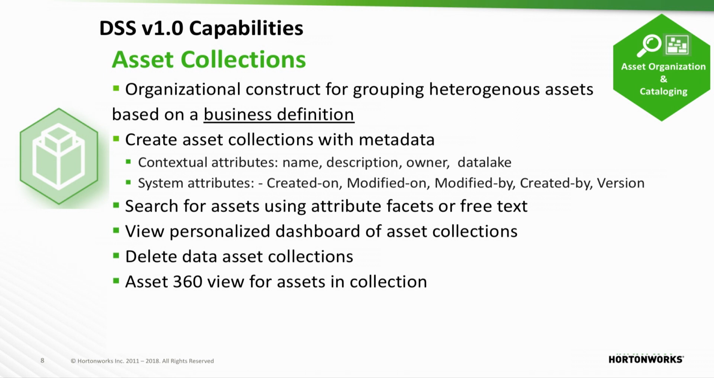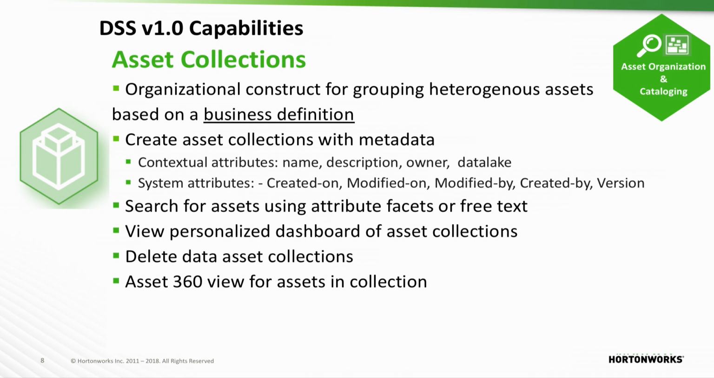So you could have, for example, claims data. You could have claims that is free text, that is claims notes, and you could have other transactional information coming from other systems, and you want to call all of that a claims data set or a claims asset collection. So you can create asset collections based on metadata, and you can base that on system attributes or contextual attributes. You have a big list here that you can look at.